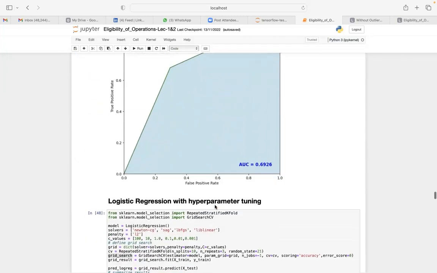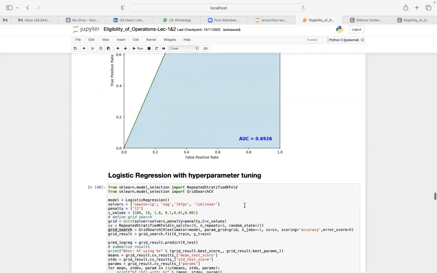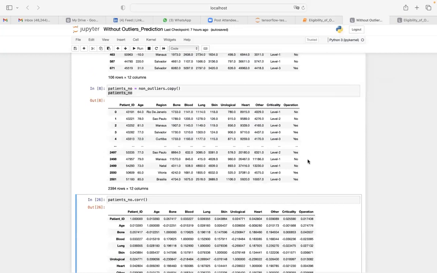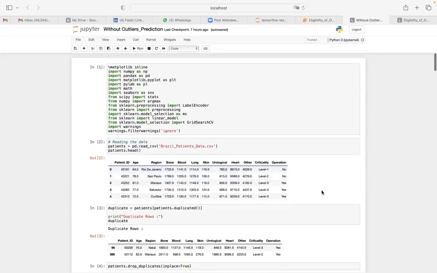So yeah, this is AUC. Before going to logistic regression with hyperparameter tuning, what we can do is discuss those cases in which we replace those outliers with the median value. In this case, you can see this is a different notebook, and what happens here is basically we are just removing those outliers.